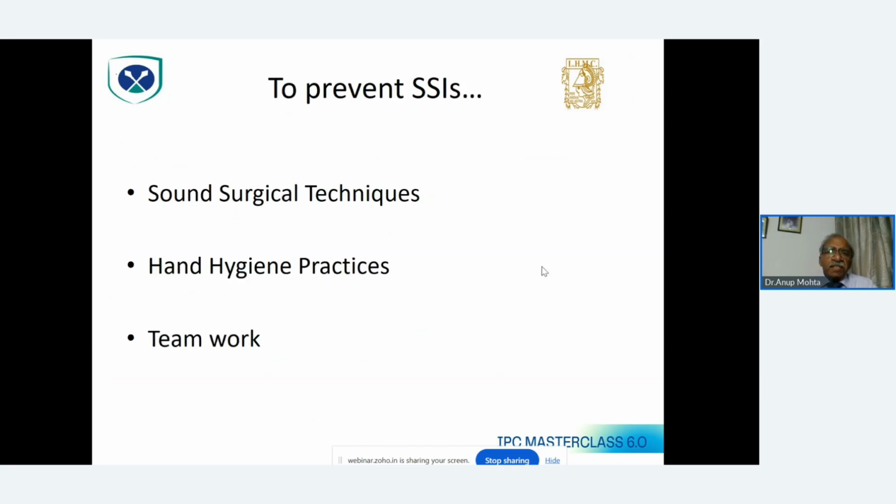To summarize, to prevent SSIs, we cannot overlook sound surgical techniques, hand hygiene practices, and teamwork. Now, teamwork is very important. If 1% or 2% of the team follow it, another one misses it, then the whole exercise is defeated. So these three things have to combine together to help reduce surgical site infection in surgical patients.